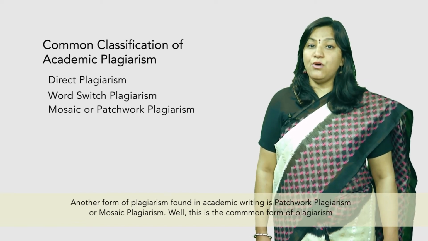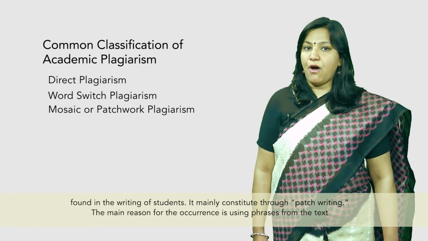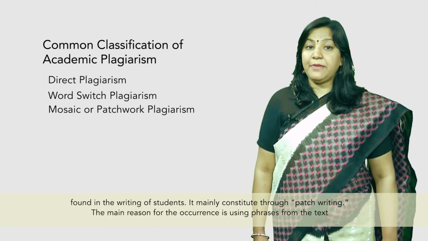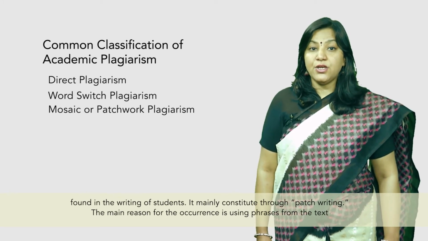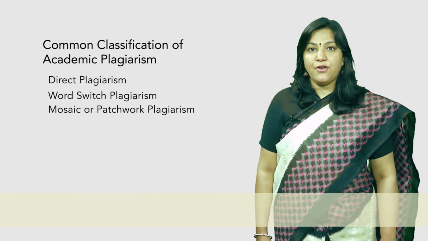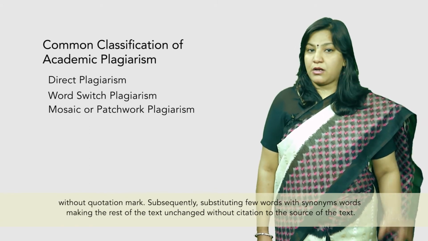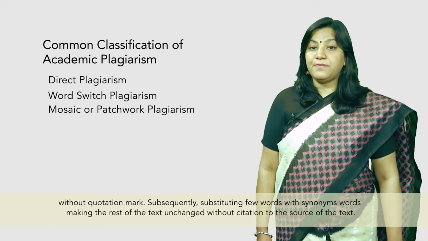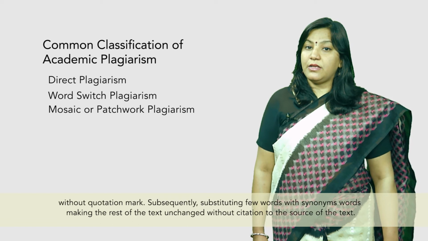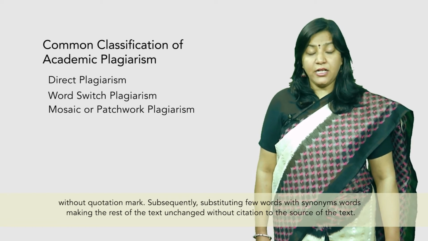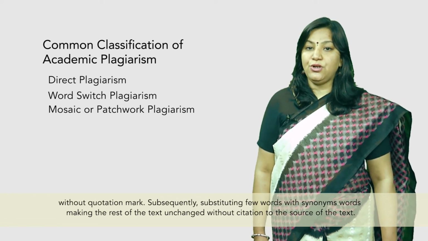Another form of plagiarism found in academic writing is patchwork plagiarism or mosaic plagiarism. Well, this is the most common form of plagiarism found in the writing of students. It mainly constitutes through patch writing. The main reasons for the occurrence are using phrases from the text without quotation marks, substituting a few words with synonyms, and leaving the rest of the text unchanged without citation to the source of the text.